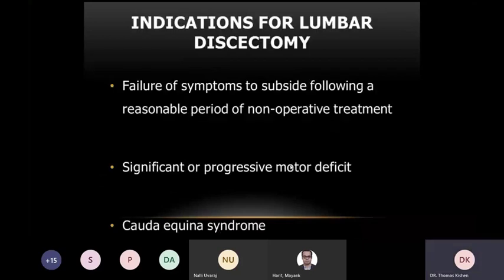Okay. So the indications for lumbar discectomy are clear. We know that a majority of them settle down. So the indications for surgery are when there is a failure of symptoms to subside following a reasonable period of non-operative treatment, or when there is a significant or progressive motor deficit. Just an EHL weakness is not an indication for surgery. And if you have a cauda equina syndrome, that's an indication for early or immediate surgery. These are one of the few urgent indications for surgery in the spine.